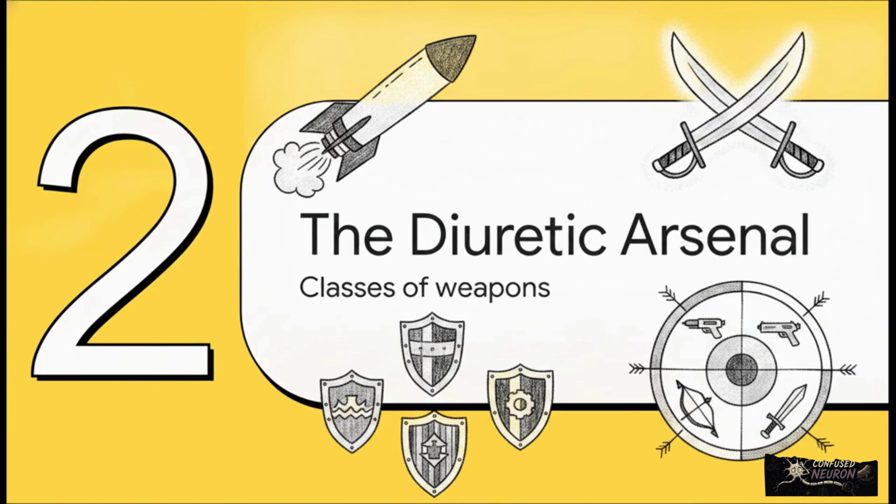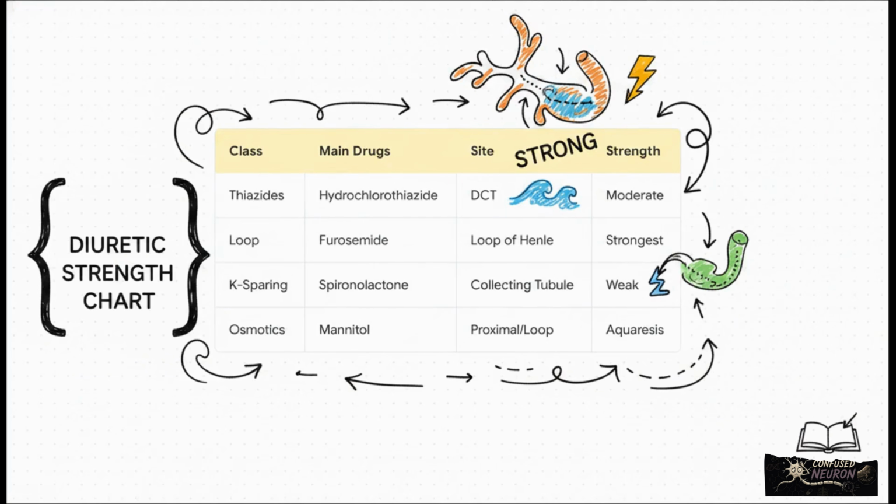Let's look at our classes of weapons. I'm drawing out this chart for you because it's basically the ultimate clinical cheat sheet. The actual strength of your diuretic depends entirely on where it hits the nephron. Notice how the loop diuretics are the absolute strongest, thiazides sit in the moderate range, and the potassium-sparing guys are relatively weak on their own. We're going to see exactly why that is as we map out each class.